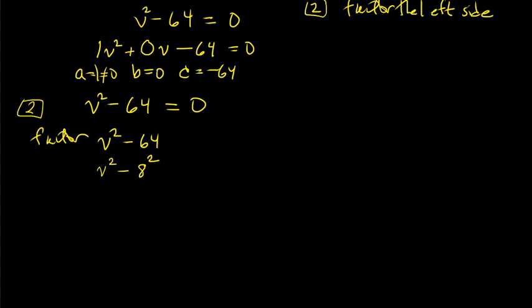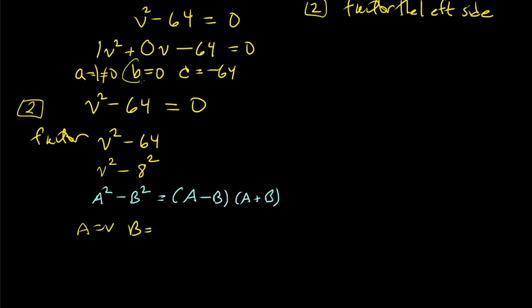So this should look a lot like a squared minus b squared, which you know factors as a minus b times a plus b. In this case, a is v, and capital B, don't get confused with lowercase b here, capital B is just 8. So this should factor as v minus 8 times v plus 8. And that's it, we're done factoring.